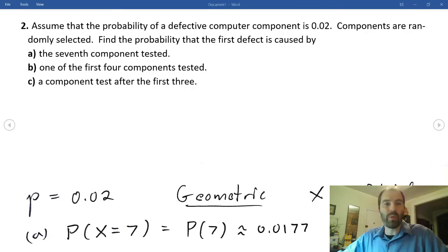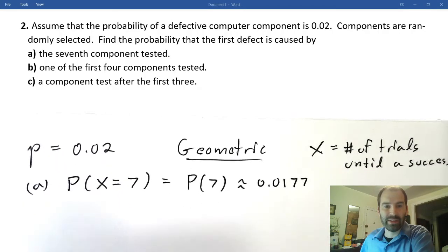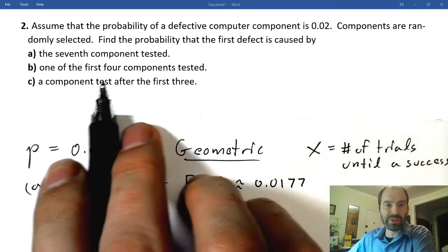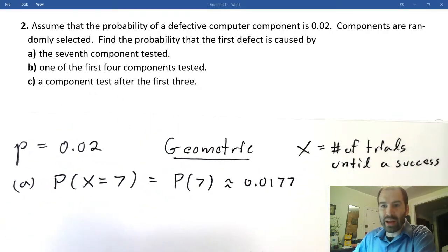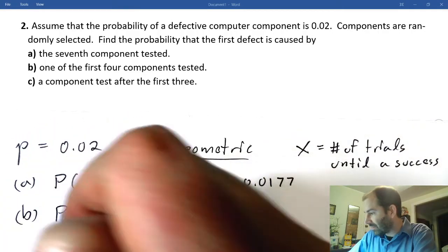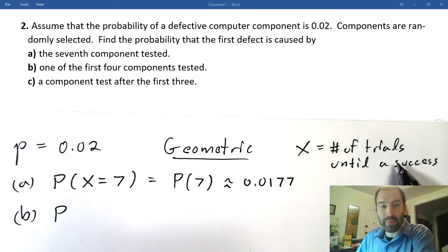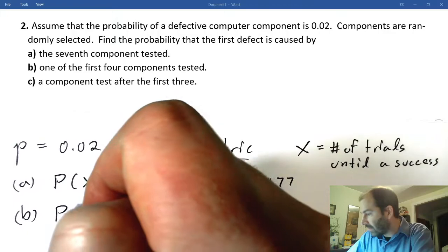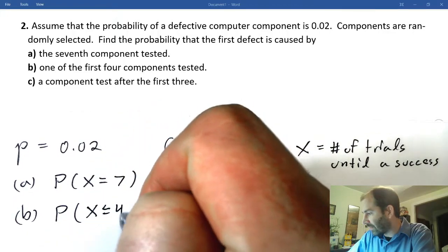Okay? So let's go back and look at the next part of this problem. What's the probability that one of the first 4 components tested causes the first defect? One of the first 4. So that means that our first defect happens, the number of trials up to that point must have been less than or equal to 4, right? So we're looking at the probability that x is less than or equal to 4 here.